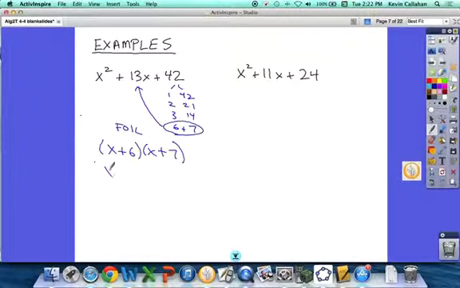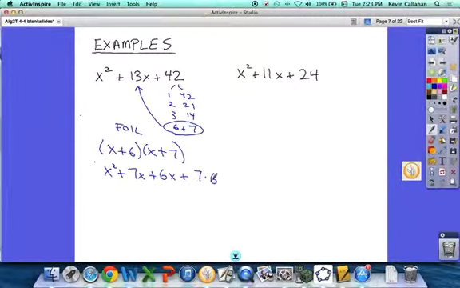So we get x squared plus 7x plus 6x plus, and I'm just going to write this just to show where all this comes from. The last is 6 times 7. I'm just going to write it like this, 7 times 6.